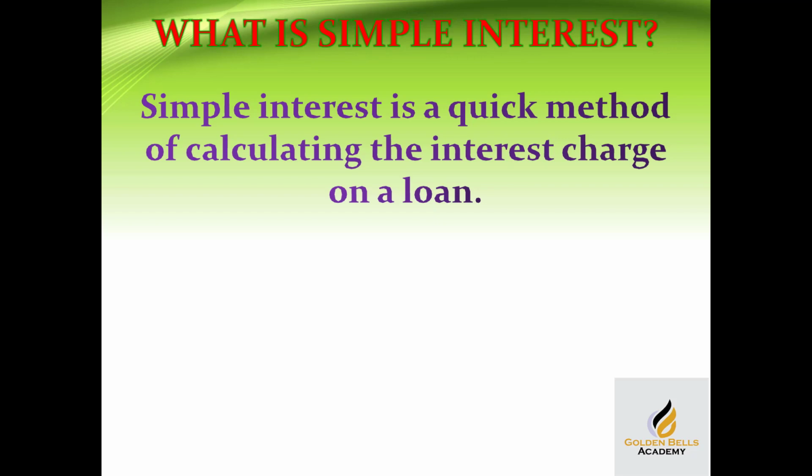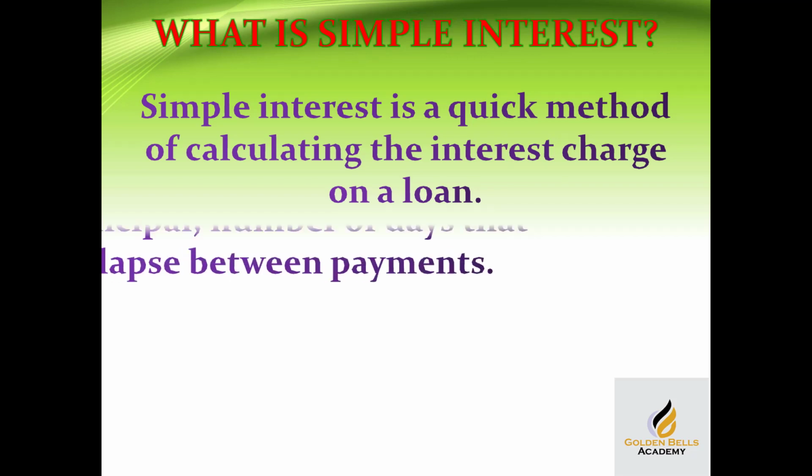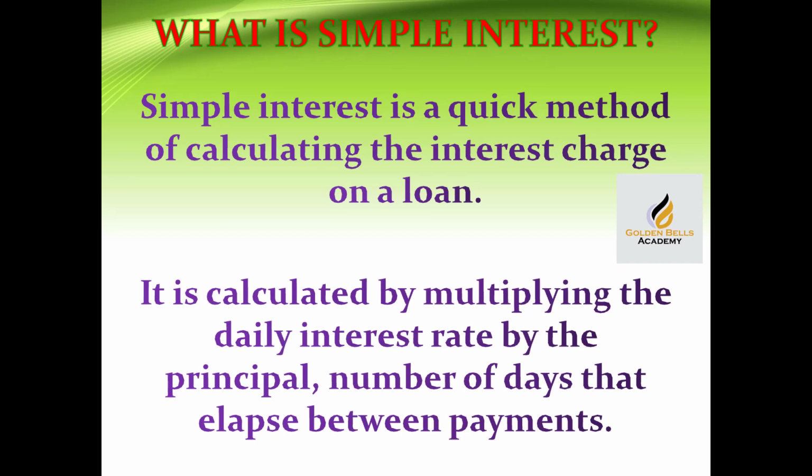Now, if Mr. GoldenBells goes ahead and gets the loan from the bank, he is going to pay 500,000 naira as interest on the 1 million he borrowed for 5 years. So that is simple interest for you. It is a quick method of calculating the interest charge on a loan. Simple interest is calculated by multiplying the daily interest rate by the principal, by the number of days that elapse between payments. Don't worry, somebody is asking me, Mr. GoldenBells, how did you come across 500? What's the formula? Just relax, stay focused, make sure you have your writing materials with you. I will tell you that in a jiffy.